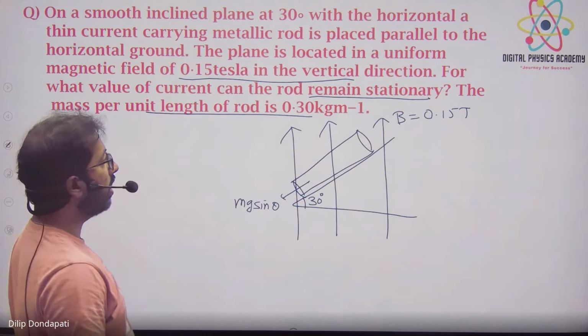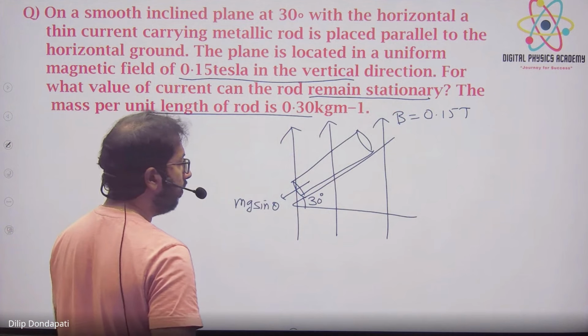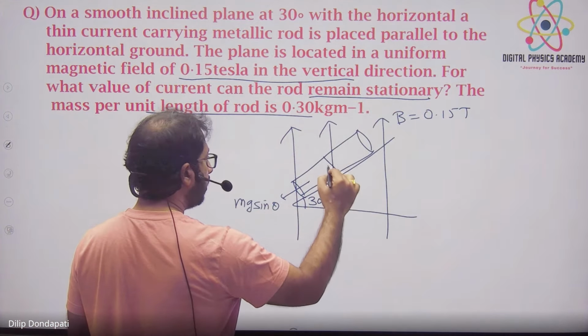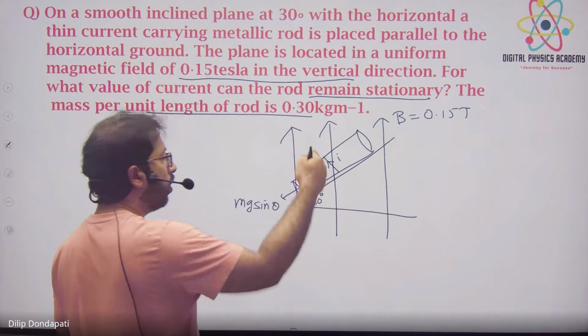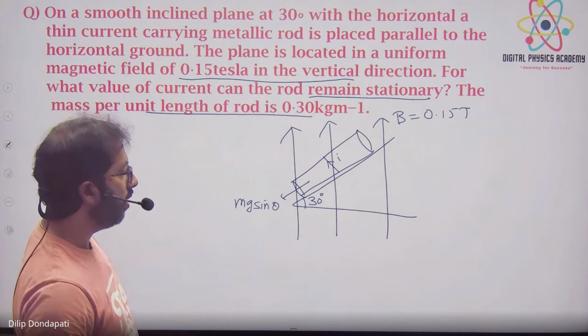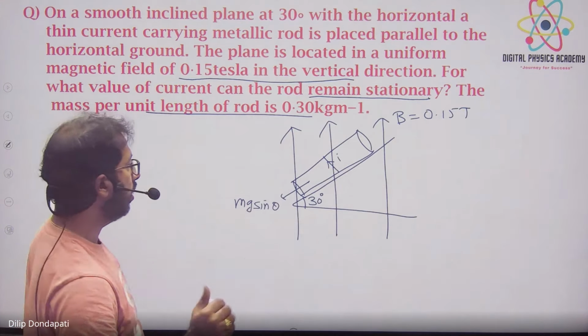So, current carrying rod, right? So which direction will the current be? Tell me. Let's assume the current is like this, into the board. Now apply and check the force. Tell me, use the right hand palm rule.